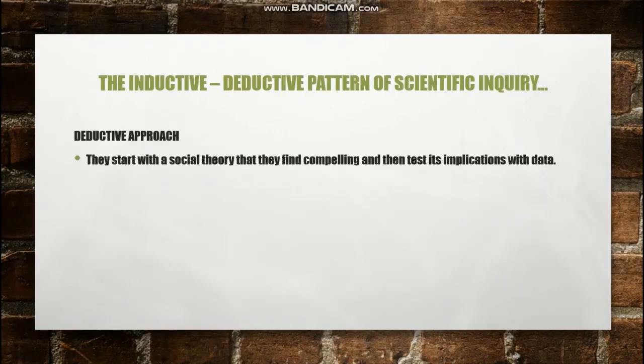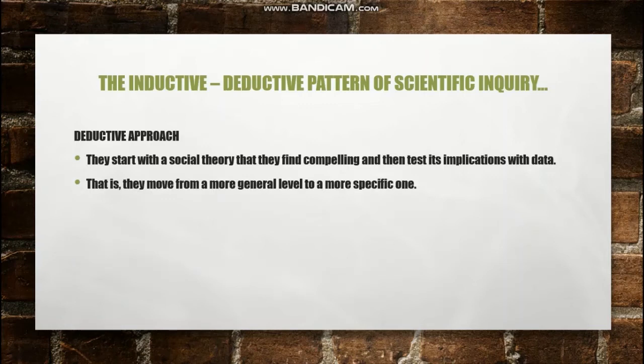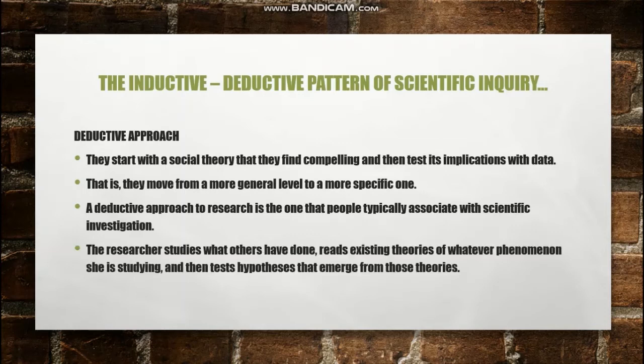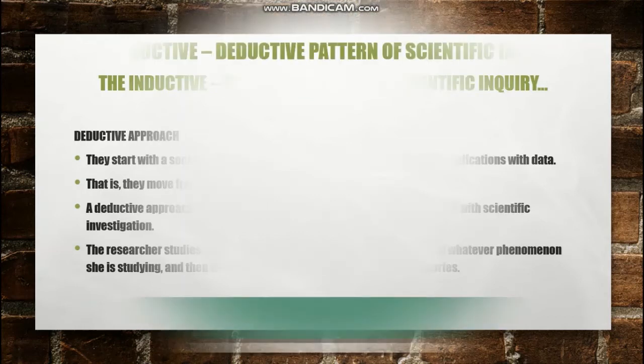Deductive approach. They start with a social theory that they find compelling and then test its implications with data. That is, they move from a more general level to a more specific one. A deductive approach to research is the one that people typically associate with scientific investigation. The researcher studies what others have done, reads existing theories of whatever phenomenon she is studying, and then tests hypotheses that emerge from those theories.